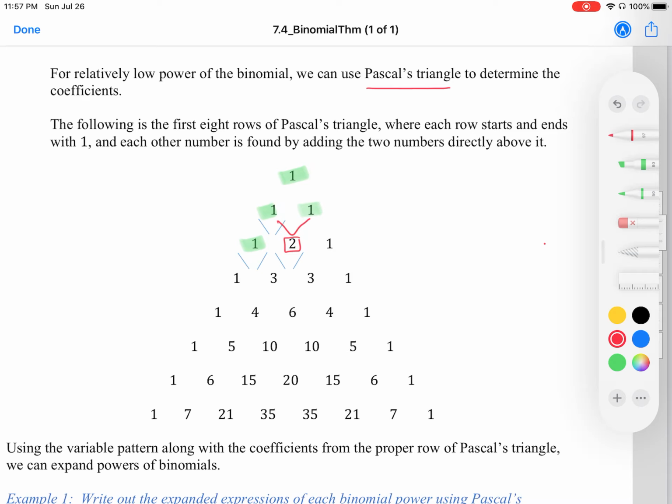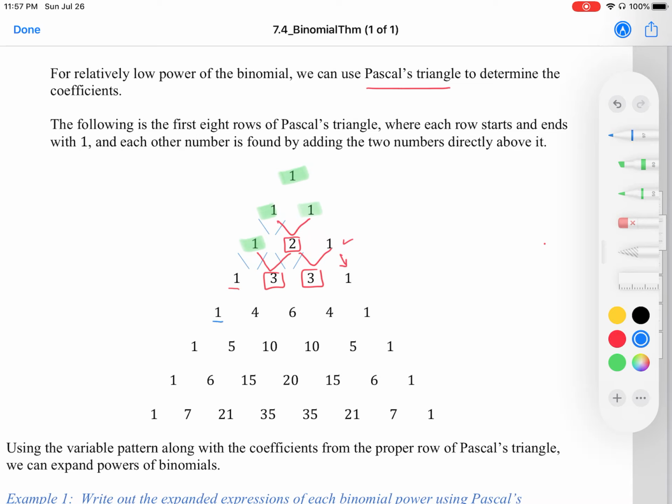1 plus 1 gives me 2, and we end with the 1. All right, we start with the 1. 1 plus 2 gives me 3. 2 plus 1 gives me 3. And we're done, so then we end with the 1.